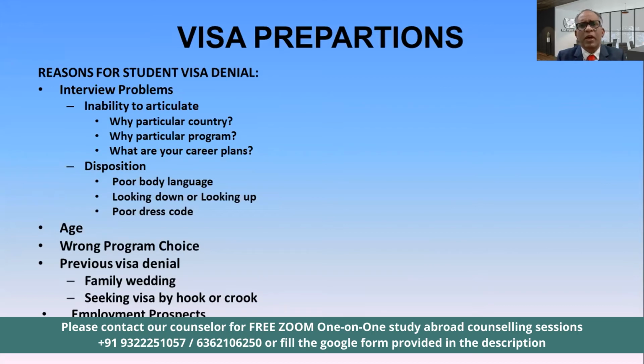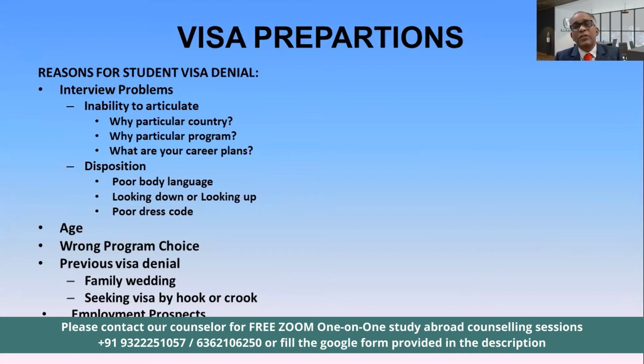Wrong program choice. This is very, very important. Suppose I am from a science background and I apply for arts, or I am an engineer and I apply for music, or I am from pharmacy and I apply for engineering programs. If there is no line of continuity between what you want to do and what you have been doing, the visa officer may reject you as a potential immigrant. What you can always do is change your program once you go to that university. You have that flexibility. Most universities allow that.